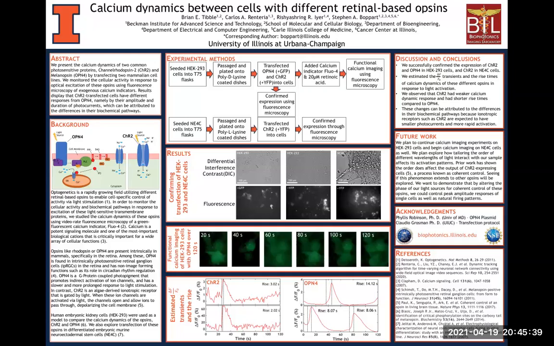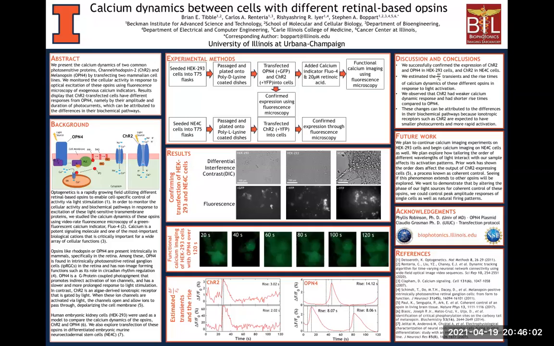In contrast, channelrhodopsin is an algae-derived ionotropic receptor that is gated by light. When these ion channels are activated via light, the channels open and allow ions to pass through, depolarizing the membrane. So we used HEK293 cells to compare the calcium dynamics of these opsins, and we also explored transfection of these opsins in differentiated NE4C cells.